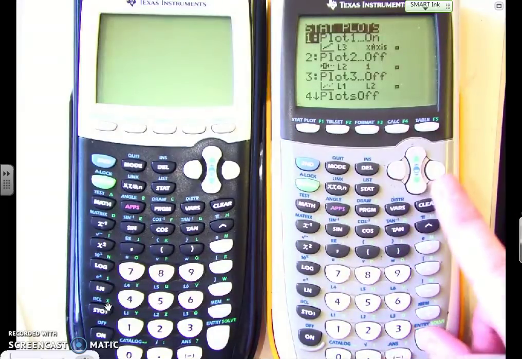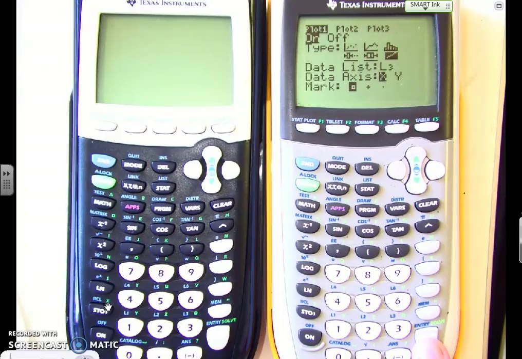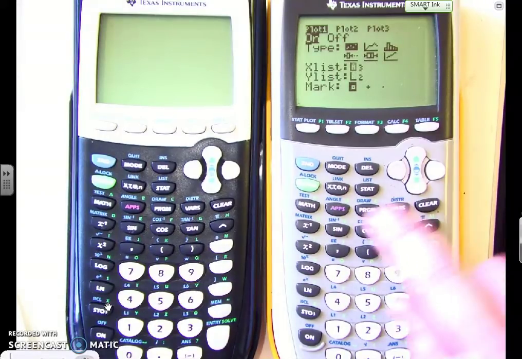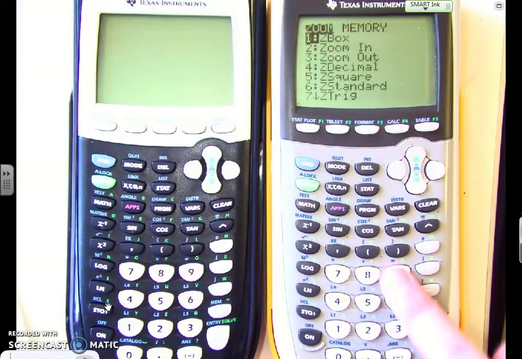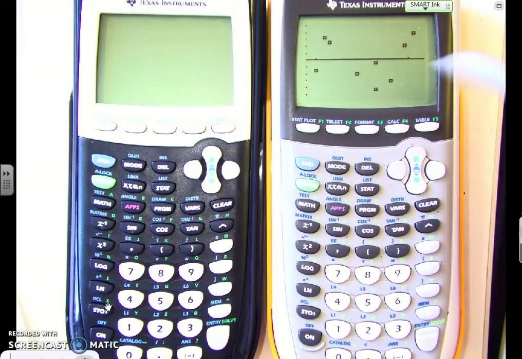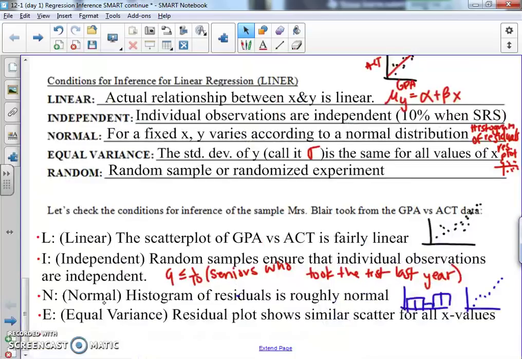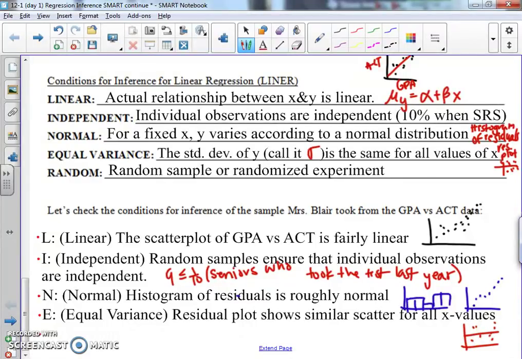So I'll go to stat plot. I'm going to change it to a scatter plot, and I'm going to say list 1 against list 3. Take a look at the scatter plot, and there is even scatter amongst the residual plot, and that's really all you need. So when you go over here, you say residual plot shows similar scatter. Here's what the residual plot looks like. I'm just going to draw a rough picture of what it looked like, and I would say that that shows there's similar scatter for all x values.